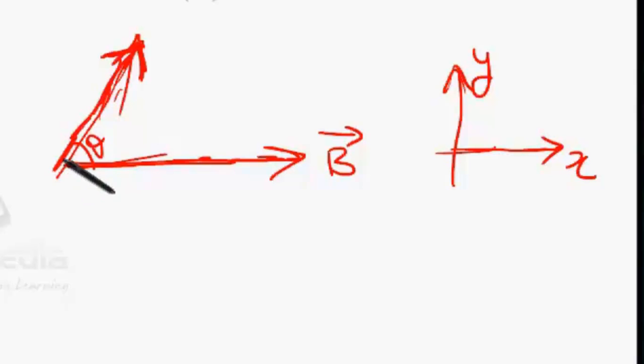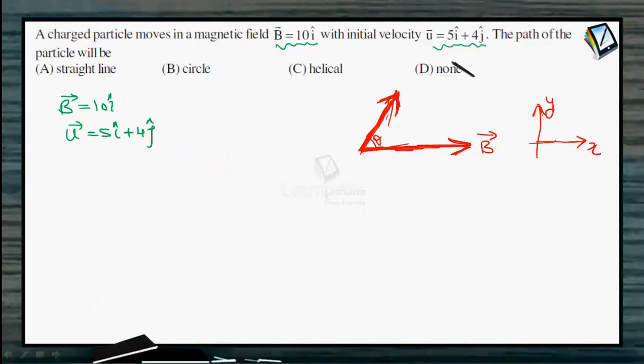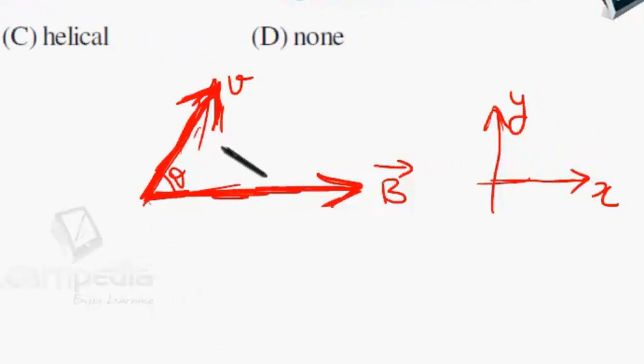Okay, so this velocity vector will be at an angle theta with this magnetic field, and theta can be calculated with the information given here because both the components are known. So tan theta is anyway 4 by 5, but that's not required. So we have to find the path of the particle. As we know, this velocity has two components: one is parallel to the magnetic field and the other is perpendicular to the magnetic field.